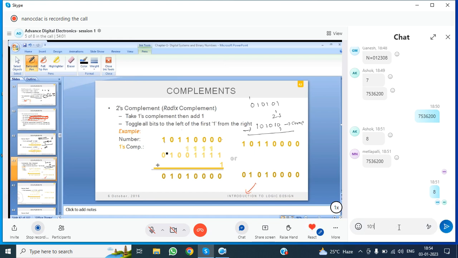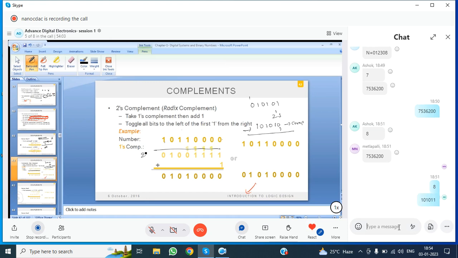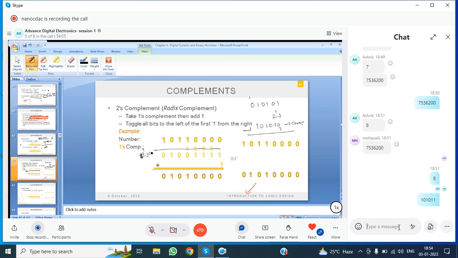Okay, if you are adding 1, what you will get? If you are adding 1, this is 1. Okay, if you are adding 1, 0 1 1. Okay, 1 0 1 0 1 1. So if you are adding 1, you will get this one. Okay.